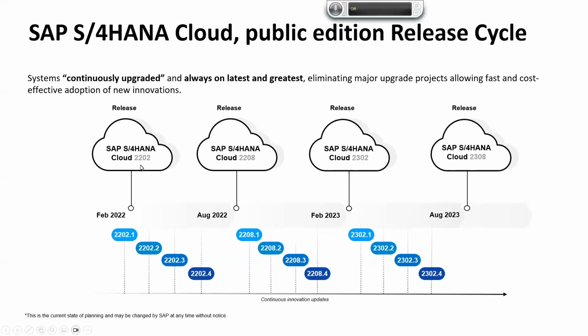And you can see here that every February and August, that's the schedule where new releases happen. They happen behind the scenes automatically for cloud customers.